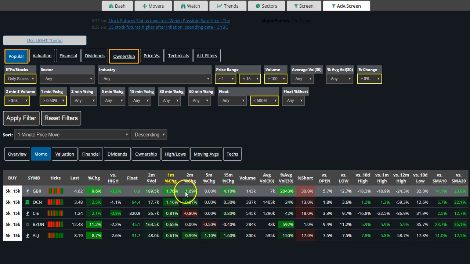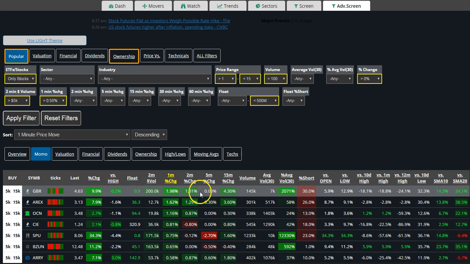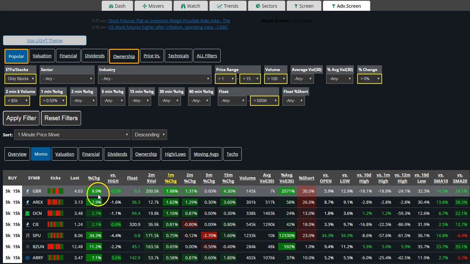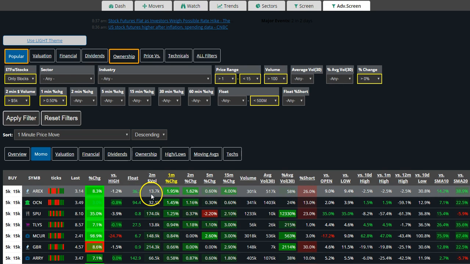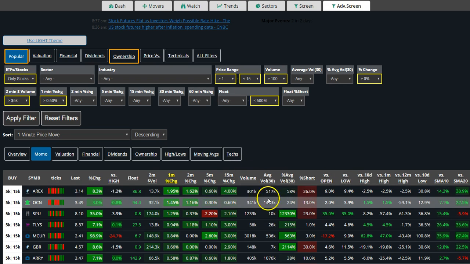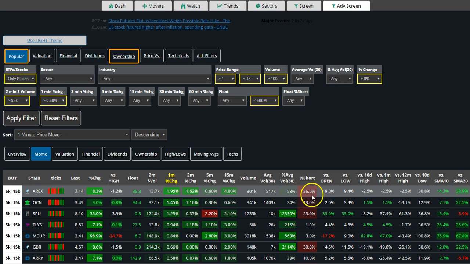And here's another one. It's kind of looking similar. You know, it's up pretty strong for the day, and the rule of thumb that I use is that I want a lot of green across these first few columns here, where it has a good strong move for the day. It's near its high, has a low float, has a lot of dollar volume going on, and its 1 minute and 2 minute change are really pushing the limits, and it's relatively green over the next 5 to 15 minutes.